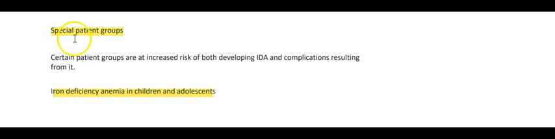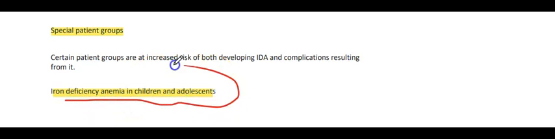Now we will discuss iron deficiency anemia in special patient groups. Iron deficiency anemia in children and adolescents. A rapid period of growth increases the body's demand for iron, putting children and infants at risk of anemia. Children who develop anemia have a high risk of developmental delay and infection.